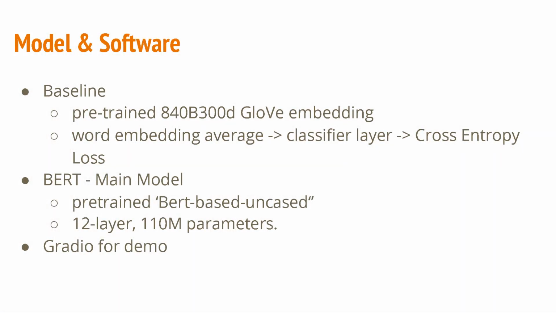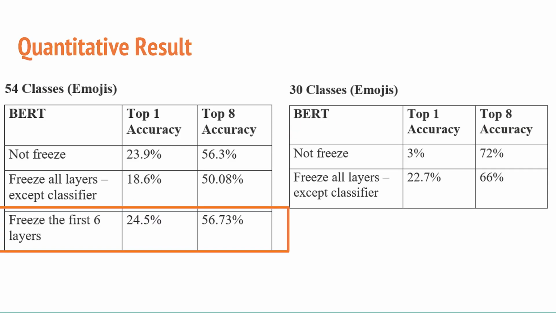For our baseline model, we simply feed the word embedding average to a classifier layer. And for our main model, we use the pre-trained BERT with a classifier head. We chose the pre-trained BERT cased, which has 12 layers and 110 million parameters. We use Gradio for demonstration. And this is our quantitative result.